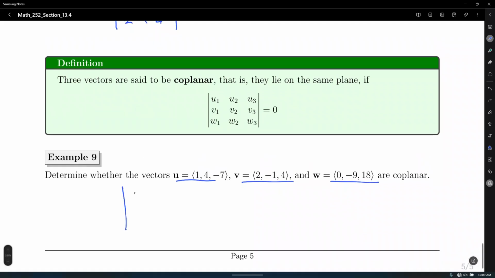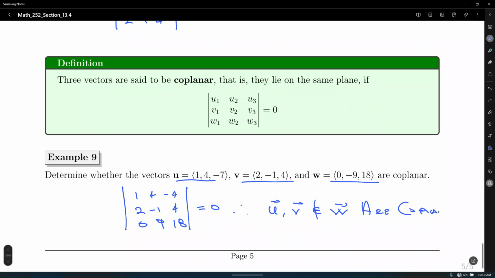That is 1, 4, negative 7, 2, negative 1, 4, and 0, 9, 18. And if we compute this determinant, it gives us a 0, which means u, v, and w are coplanar.